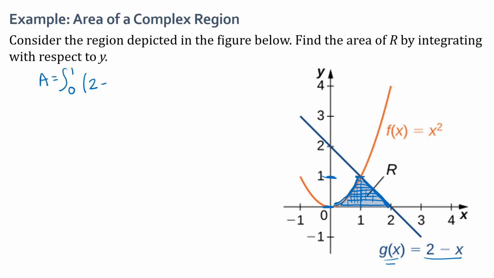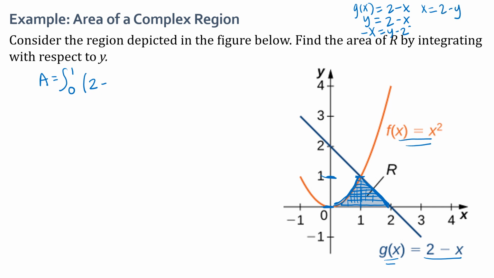So let's see. If I've got g of x, let's do this over here. g of x equals 2 minus x. If I want to get this in terms of y, let's replace g of x with a y. So y equals 2 minus x. Solving this for x gives, actually, negative x equals y minus 2. Then distributing that negative through, I'd get x equals 2 minus y.